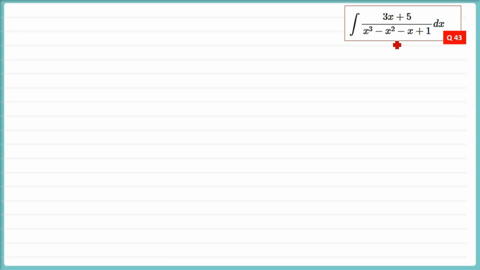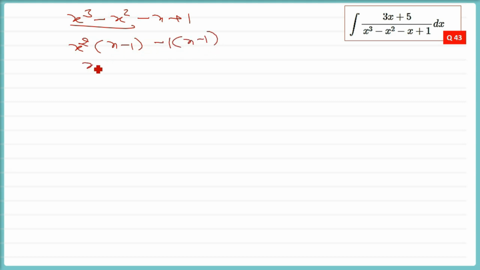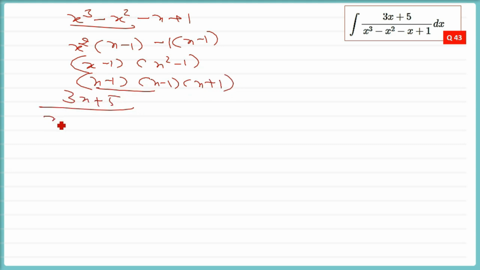Now 3x plus 5 divided by x cube minus x square minus x plus 1. This denominator seems to be worrisome, but you will see that we'll change the denominator in a way that will be very easily solvable. So in x cube minus x square minus x plus 1, you can take x square common from here, x minus 1 will come. Minus x plus 1. Now take this x minus 1 common from these two, x square minus 1 will come. So you can write it as a square minus b square equals (a minus b) into (a plus b). So (x minus 1) into (x minus 1) into (x plus 1). So 3x plus 5 divided by (x minus 1) into (x minus 1) into (x plus 1).